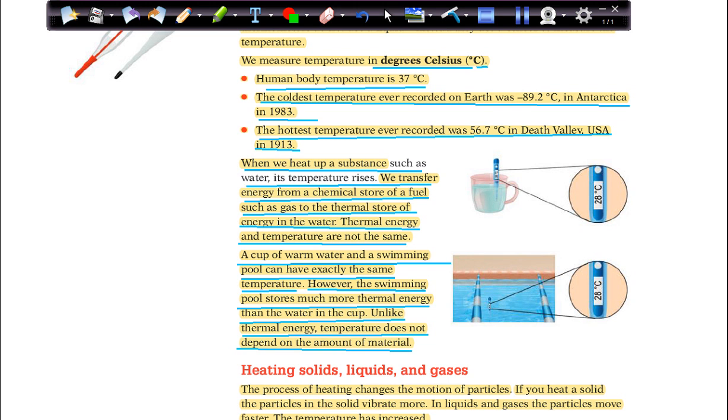It doesn't depend on the amount of the water or the size of the cup, because the water inside the cup has the same temperature as the swimming pool water, but they do not store the same amount of thermal energy. So in this case, temperature doesn't depend on the amount of material.